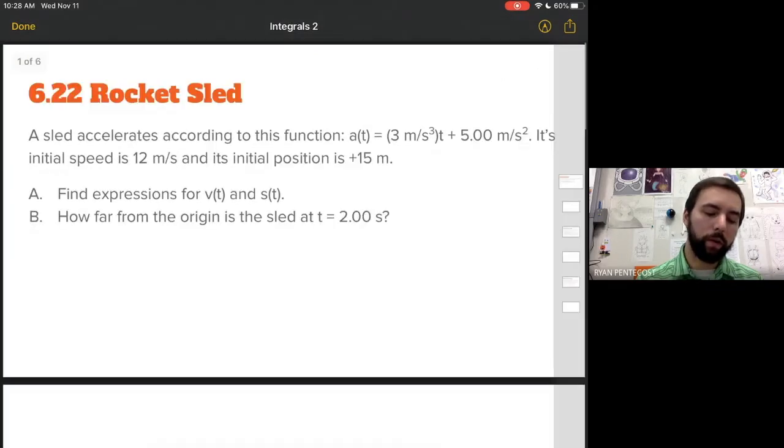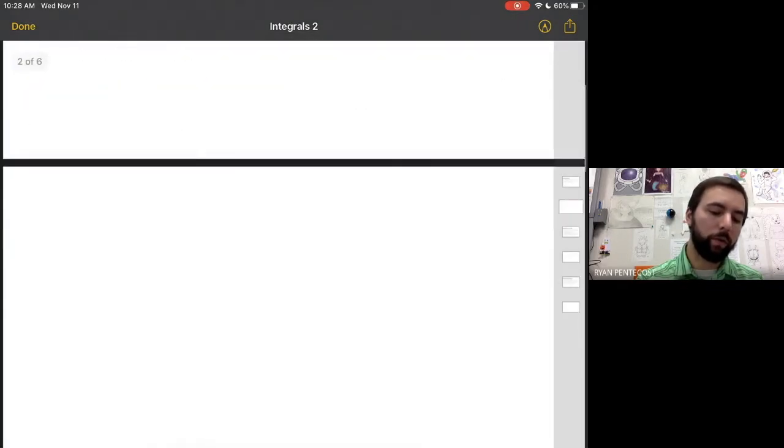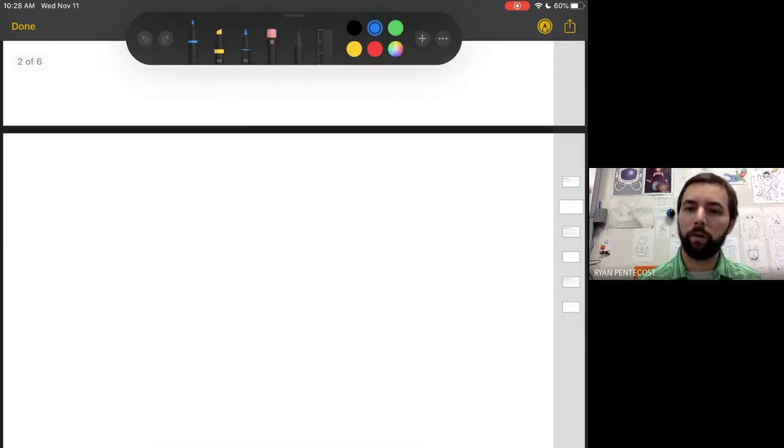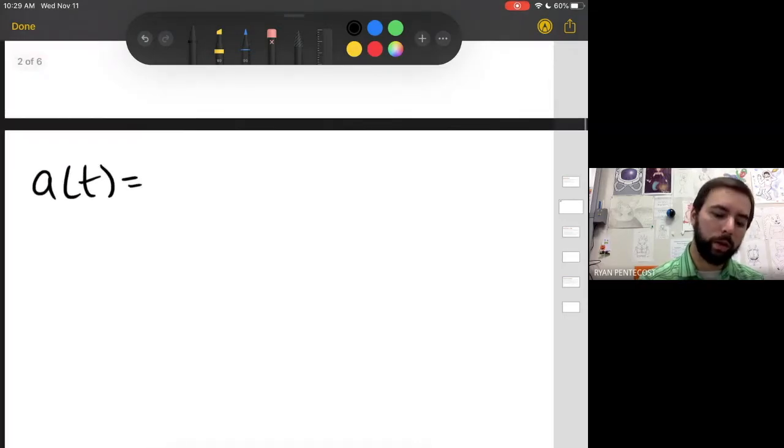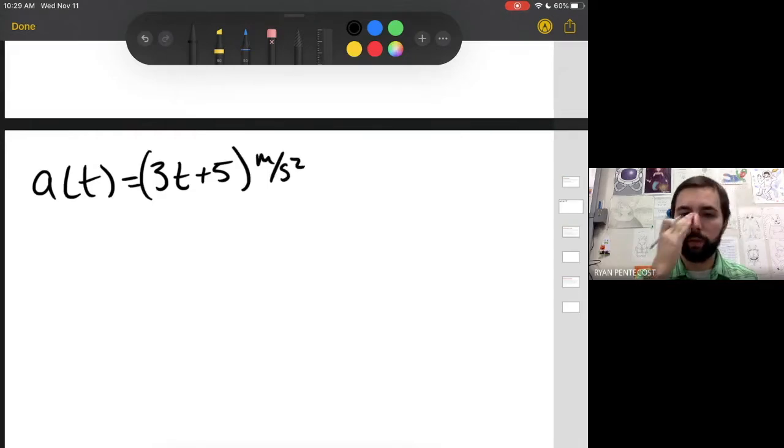So remember that the integral of acceleration is velocity, and the integral of velocity is position. So let's rewrite the function real quick. A of t equals 3t plus 5. And remember, we were given the units, meters per second squared. Even that 3t has the unit meters per second cubed, because if you take meters per second cubed, multiply by a unit of time, you would get meters per second squared.